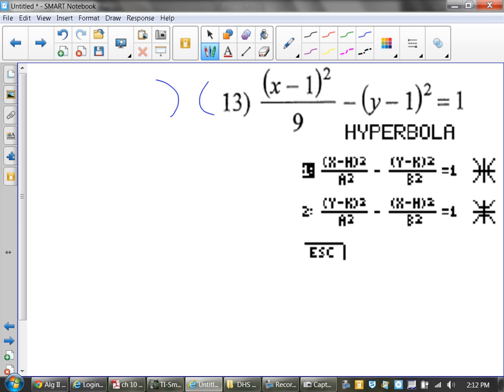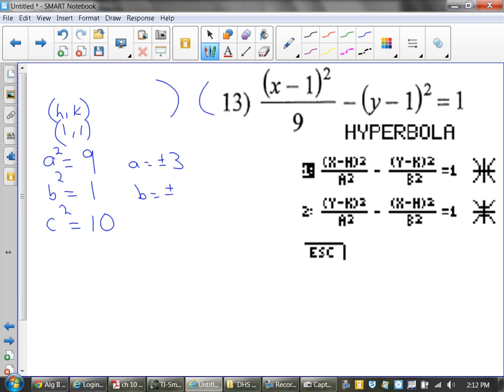If I know that's what it's going to look like in the end, what do you think the first thing I'm going to do is? Find the center. So my h and k is at 1, 1. A squared is how much? 9. B squared is 1. C squared, therefore, is 10. So I have to add them with the hyperbola. If a squared is 9, that means a will be plus or minus 3, b is plus or minus 1, and c is plus or minus the square root of 10.